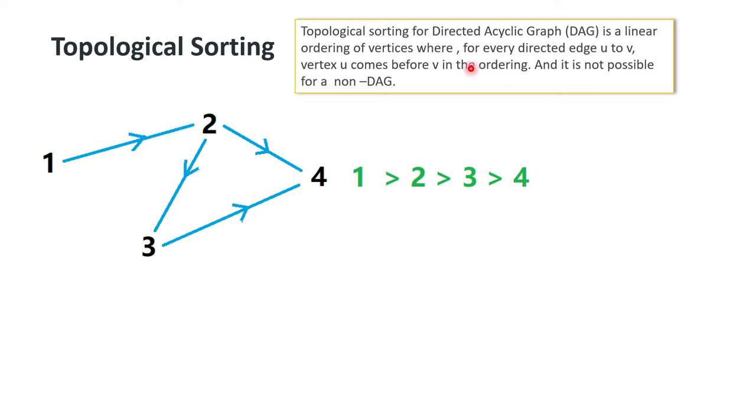Now we will talk about these two terms: why it is not applicable for non-directed and cyclic graphs. Direction is required because direction only will tell us what kind of dependency there is, from which one to which one. So here 1 to 2 there is a direction. That's why we can tell that 2 is dependent on 1, or 3 is dependent on 2, or 4 is dependent on 2 and 3. That's why it is applicable for a directed graph.